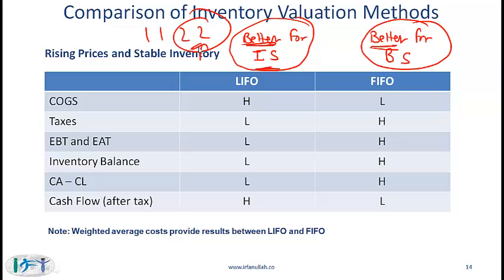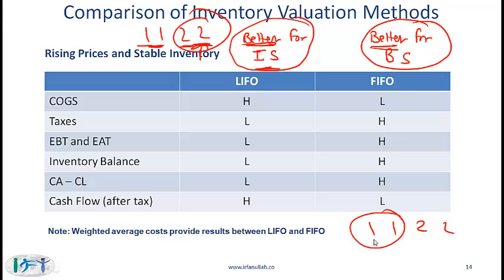So the cost shown on your income statement is based on the current prices of 2 and 2. Clearly, that is more accurate than showing a cost on the income statement based on 1 and 1. On the other hand, FIFO is better for the balance sheet. Why? Because with FIFO, we are saying first in, first out.